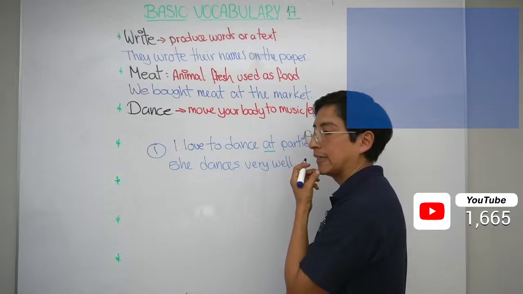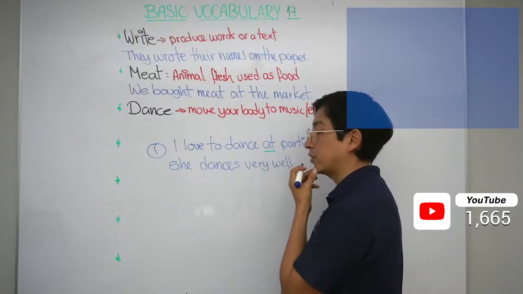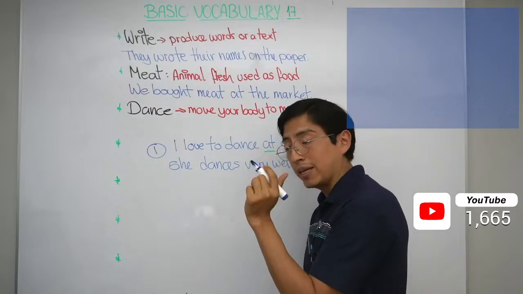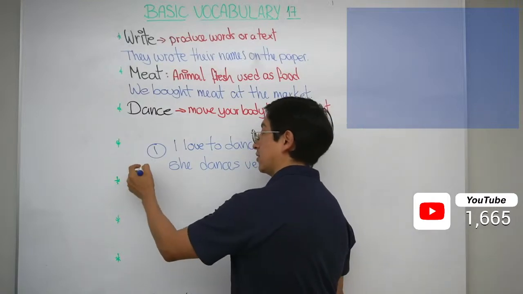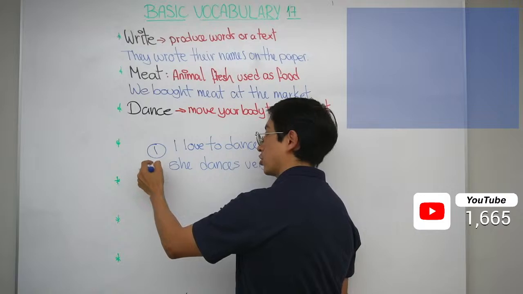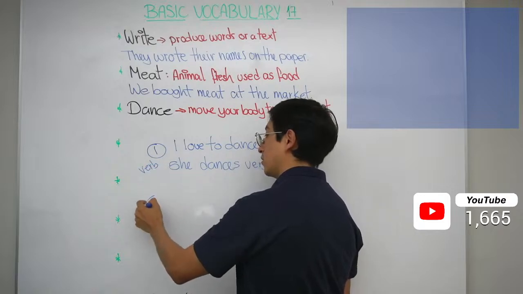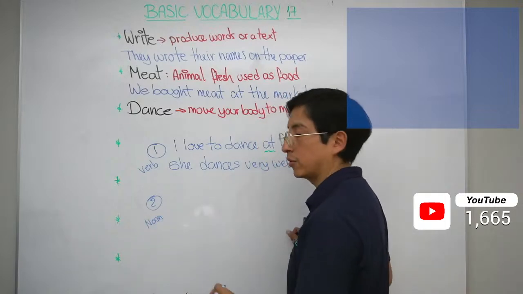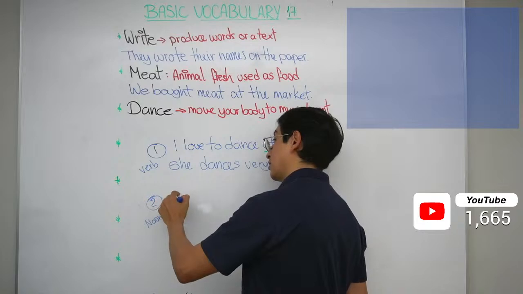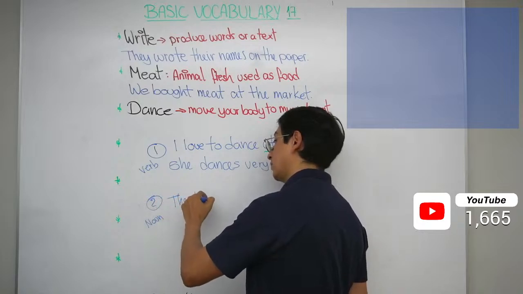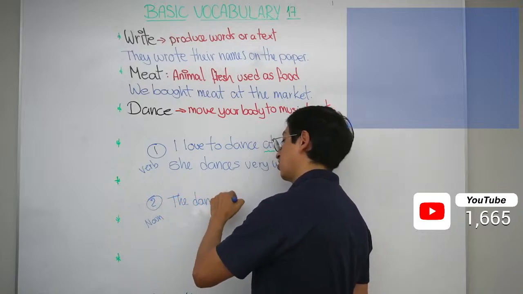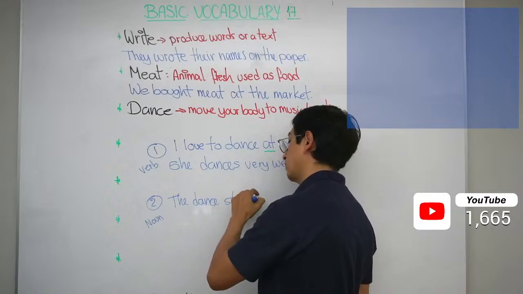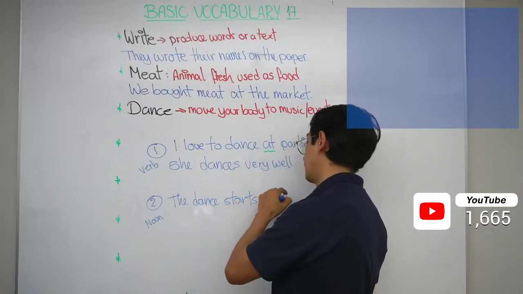What else can we use this? Okay. Now we're gonna continue with the second meaning. Okay. This is a verb. Okay. This is an action. And now we're gonna continue with a noun. Okay. For example, you can say the dance starts at 9.